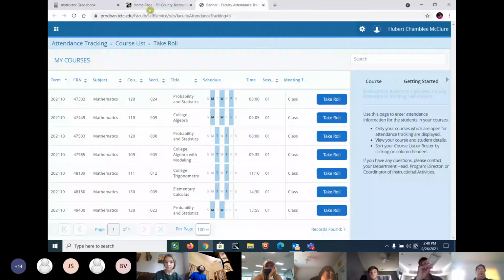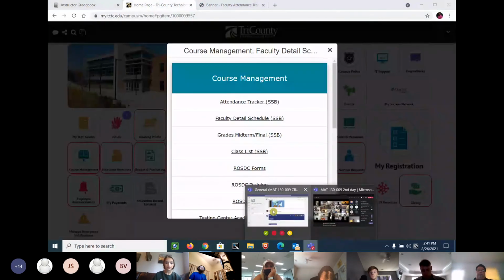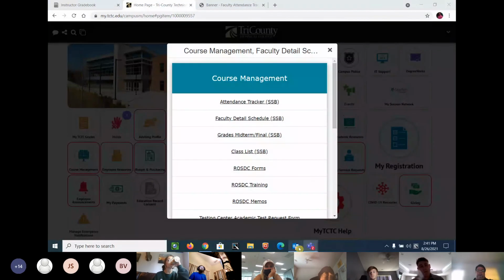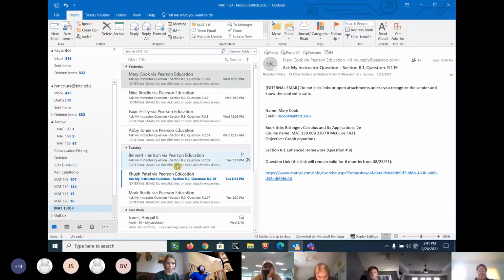Let's look at the homework. And it looks like we got several questions. This is the Math 130 class. I'm looking at R1. I see an R1 question. So here's R119. Now, how do you know what number I'm looking at? Well, this 19 right here is the number in the book.